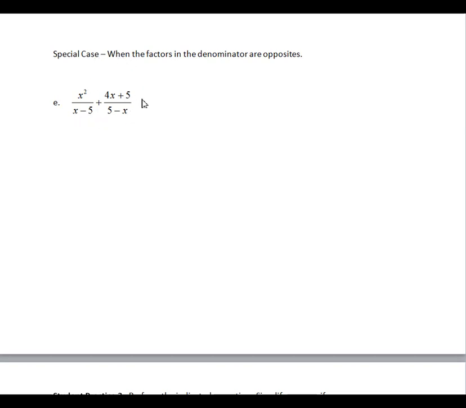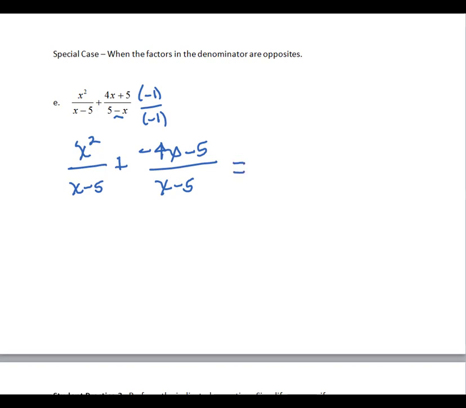To fix this, we can simply multiply the numerator and denominator of that second fraction by negative 1. In doing that, we get x squared over x minus 5 plus negative 4x minus 5 all over x minus 5. To multiply 5 minus x by negative 1 will give you x minus 5. Now we can combine. We get x squared minus 4x minus 5 all over x minus 5.